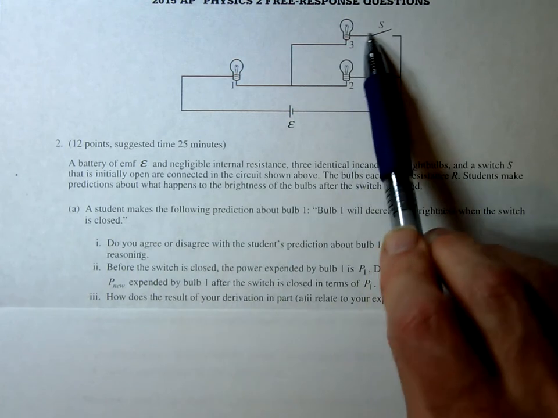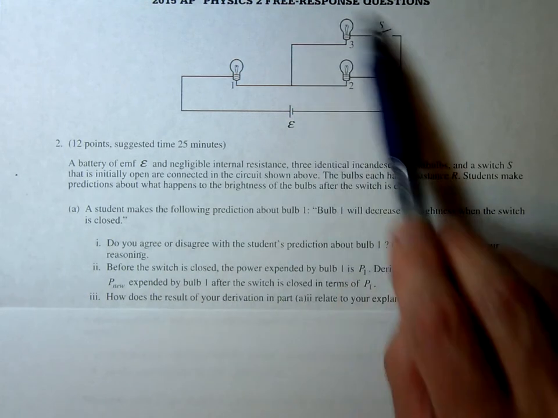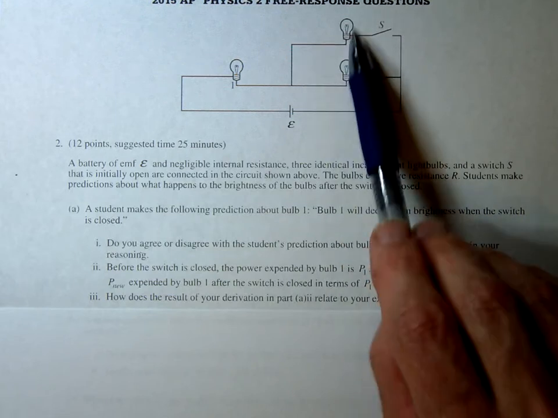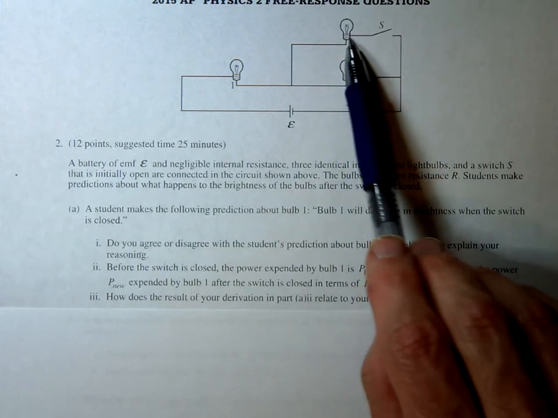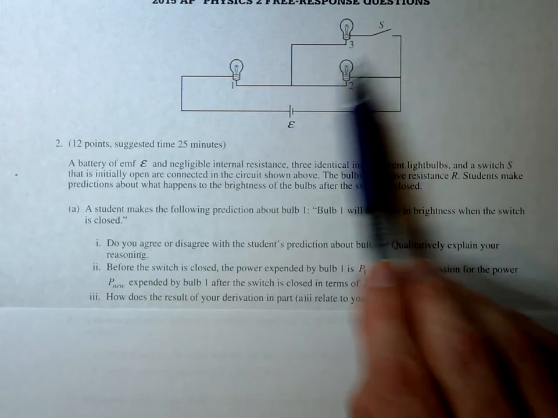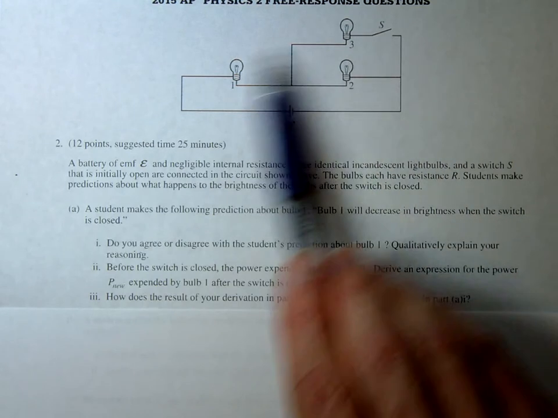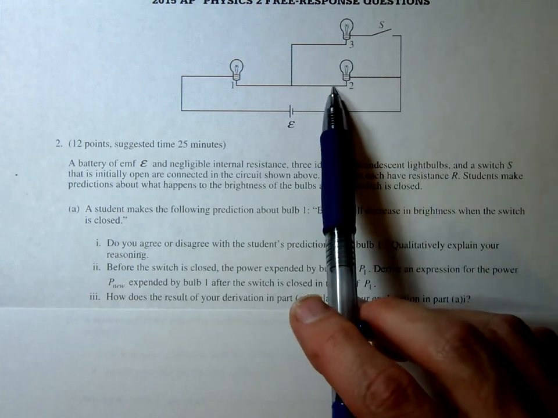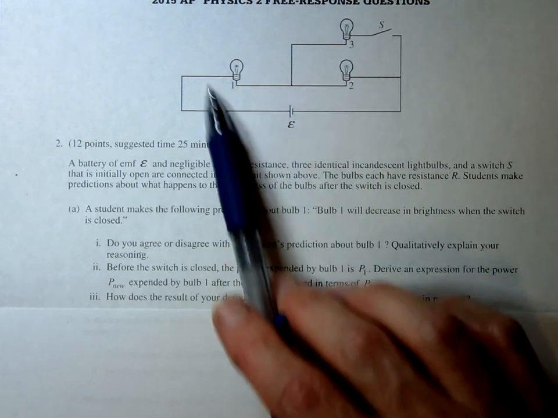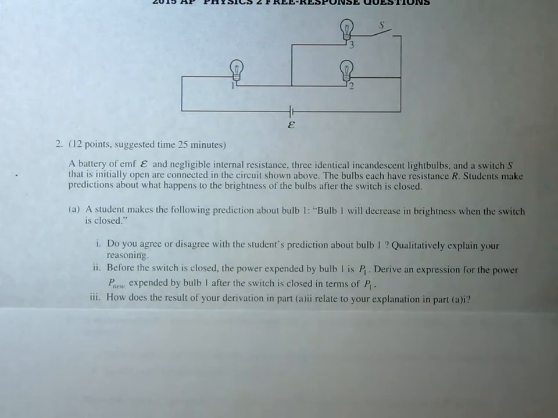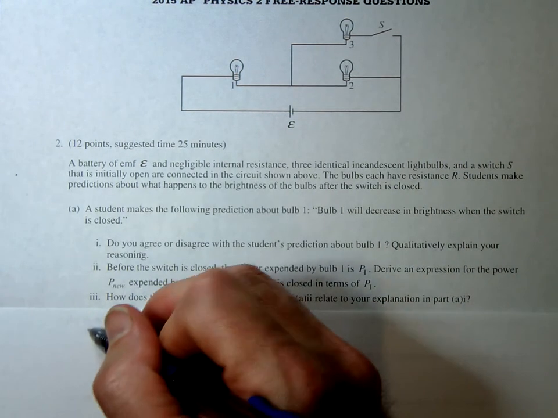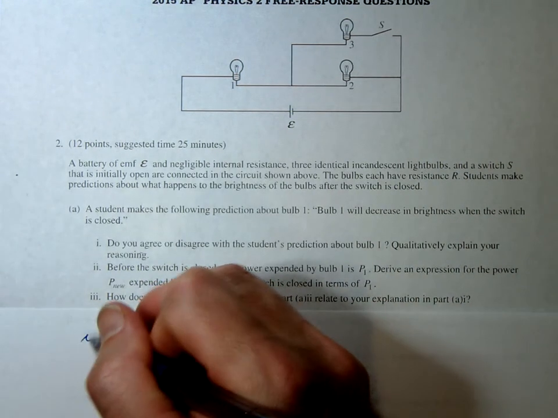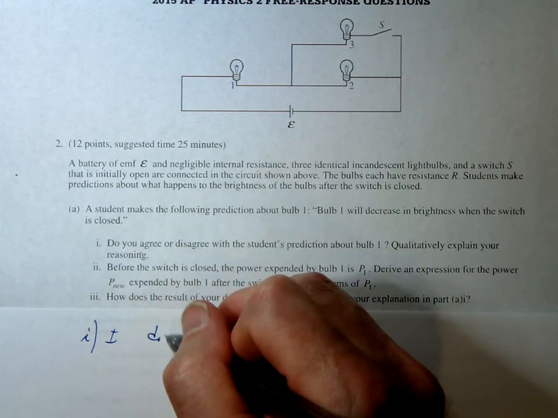Do you disagree? Well, when we close the switch, essentially we're going to create a parallel circuit here. Because of that, this resistance is going to decrease, which means the overall resistance will also decrease, which means the brightness of this bulb should increase. Okay, so I disagree because of what I just said.